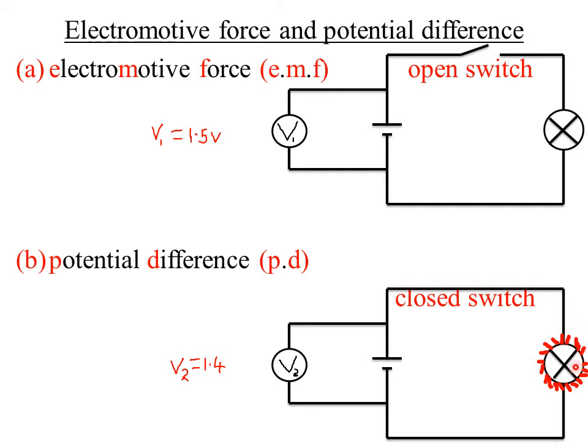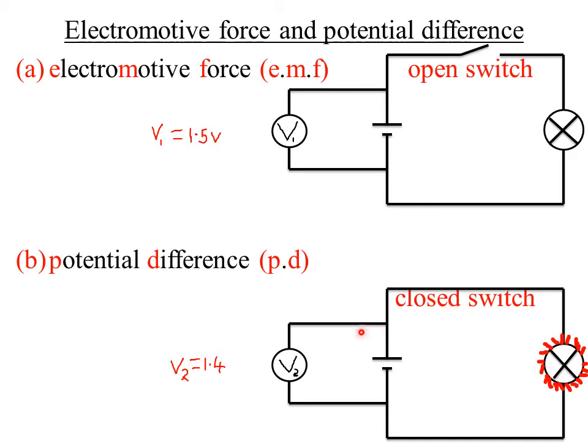So there is some amount of voltage that is lost in this bulb, and even due to the internal resistance of the cell itself. The amount of voltage across the terminals of a cell when it is supplying current in a circuit is what we call the potential difference. So potential difference can also be defined this way: the voltage across the terminals of a cell in a closed circuit.